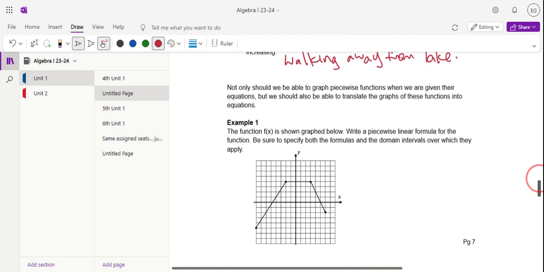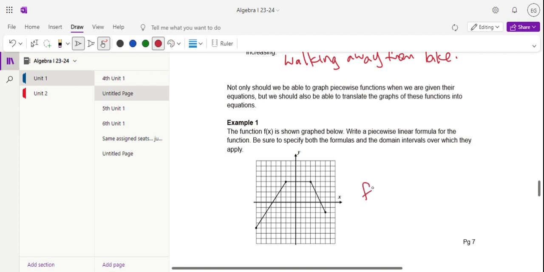Not only should we be able to graph piecewise functions when we are given their equations, but we should be able to translate the graphs of these functions into equations. So here's our example 1. The function f of x is shown graph below. Write a piecewise linear formula for the function. Be sure to specify both the formulas and the domain intervals which they apply.